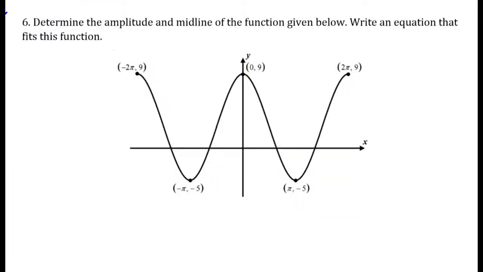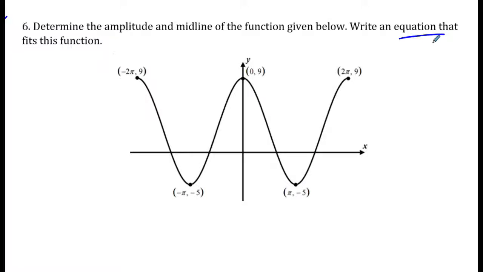And finally, number 6, determine the amplitude and midline of the function below and write an equation for it. So when I look at this, the first thing I say is, the midline appears to be like here. That appears to be the middle of this function. On the y-axis, it's at a highest point, so I'm thinking this is a cosine curve. The amplitude, well, that's how far away I am from the midline. I don't know what the midline is yet. So the highest I go is 9. The lowest I go is -5. What's in the middle of that?